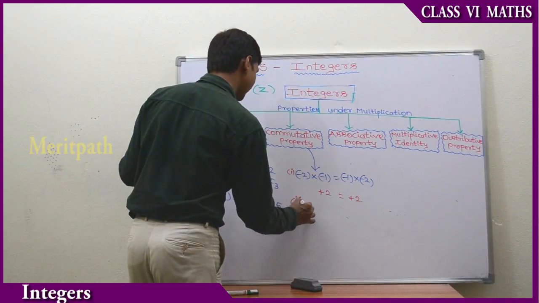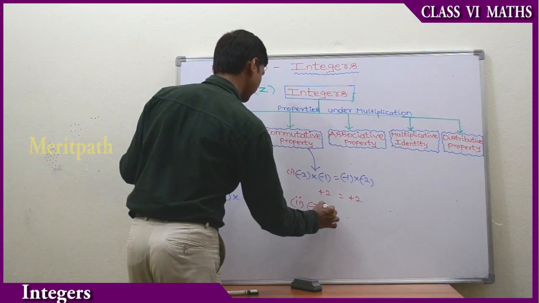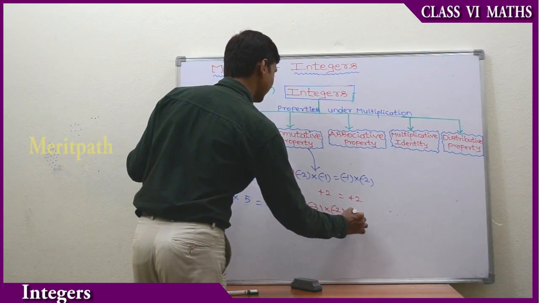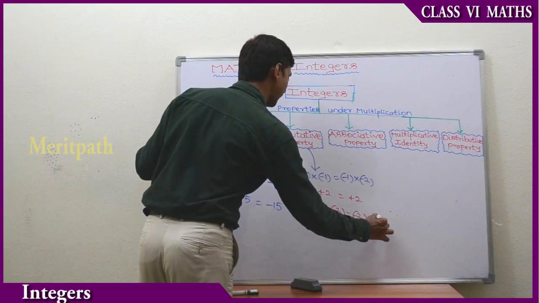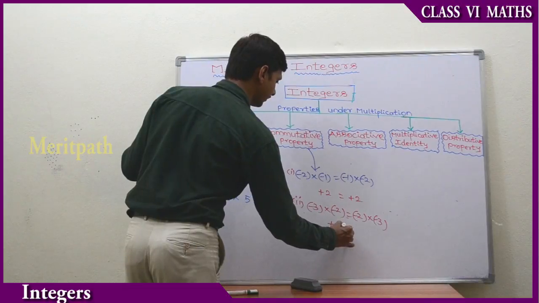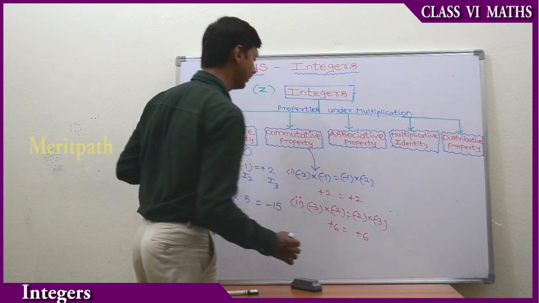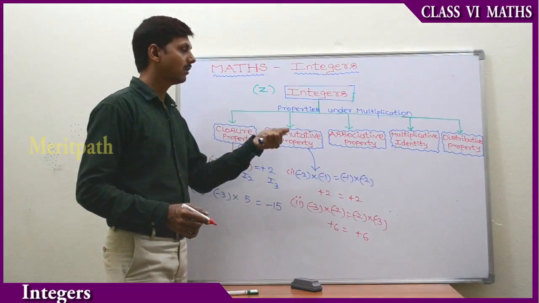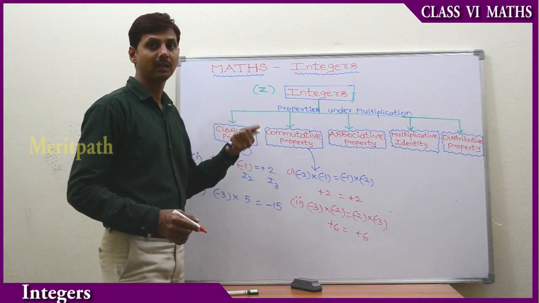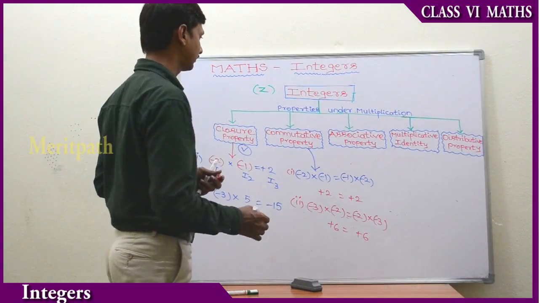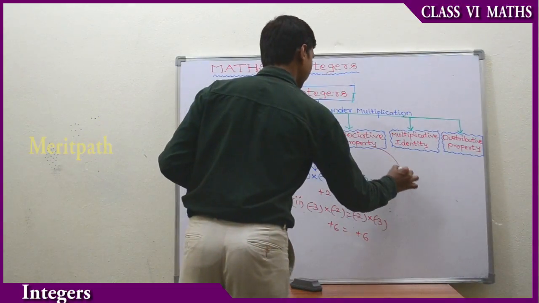So let's take another example. Minus 3 into minus 2, and minus 2 into minus 3. 3 twos are 6. Minus into minus is plus 6. And this is also plus 6. Both sides are equal. So the commutative property of multiplication over integers is applicable. Let's go to the next concept, that is the associative property of multiplication.